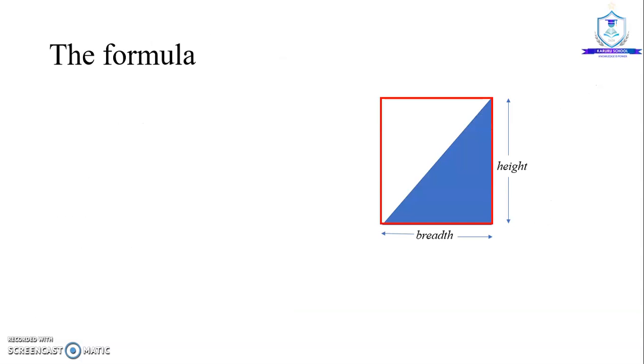So what is the formula for finding the area of a triangle? To find the area of a triangle, you need to identify the breadth and the height. So the area becomes a half multiplied by breadth multiplied by the height of the figure. This can simply be abbreviated as a half multiplied by B multiplied by H, where B represents the breadth and H represents the length, the height of the figure.